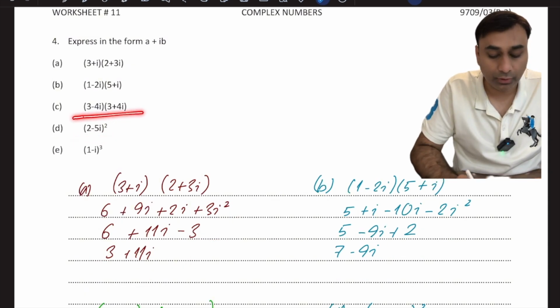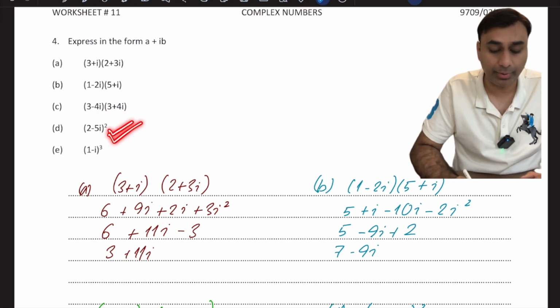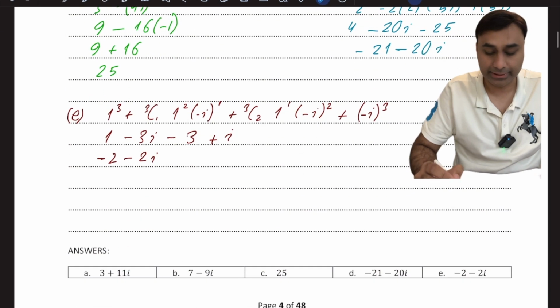So likewise, you can solve even the product of two complex numbers, or you can also find out the higher powers of these complex numbers by expanding them.